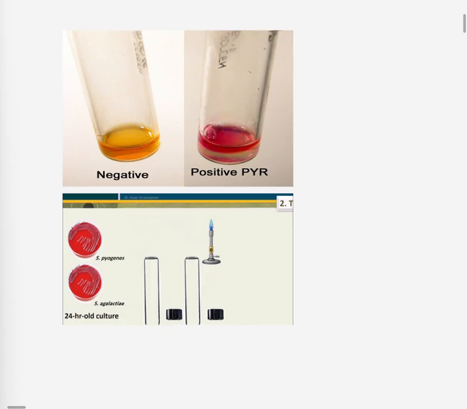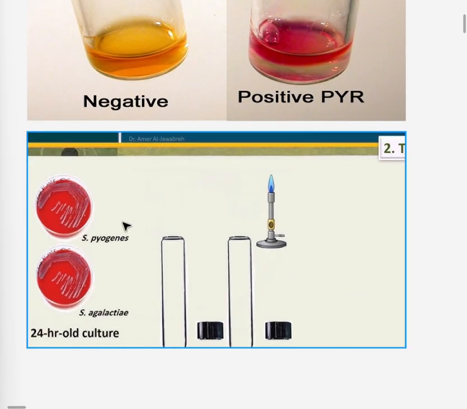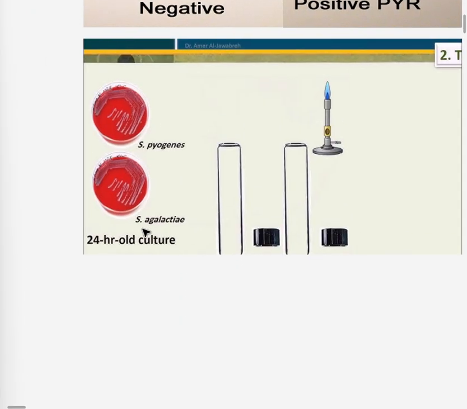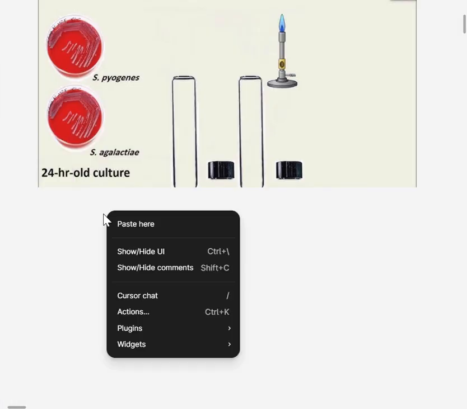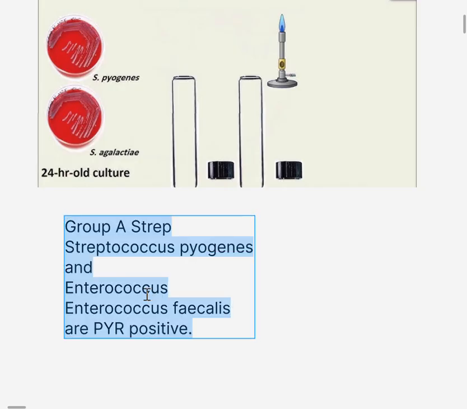Okay, so who is PYR positive? The group A strep pyogenes is PYR positive, and the agalactiae is basically negative, right? So remember that PYR positive organisms are basically group A strep. Another thing you can remember here, even though it's not part of the diagram, is that the Enterococcus faecalis is also PYR positive. Now, who is PYR negative? Your strep agalactiae is PYR negative. So don't forget that. This is the main basis of this test.